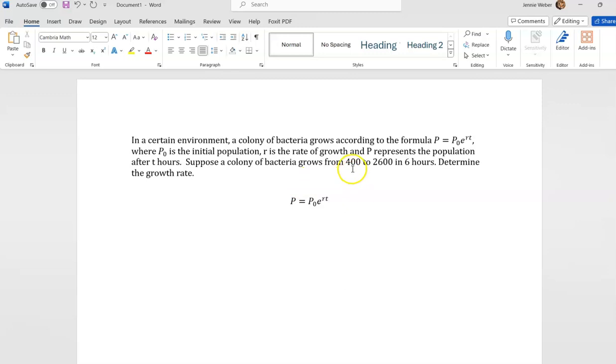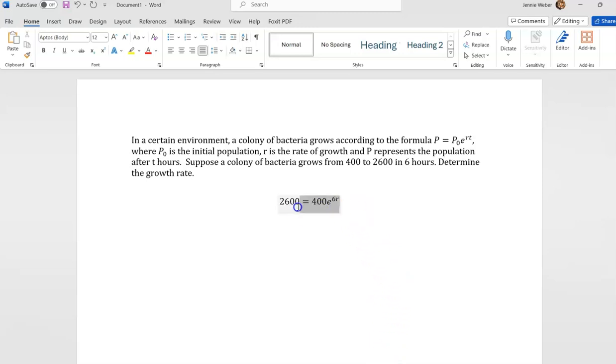Suppose a colony of bacteria grows from 400, so that's our P of 0. I'm just going to fill this in as we do this, to 2,600, so that's our finished population in 6 hours. So T up here is 6, and I'm going to rewrite this just because we're used to seeing it this way as 6R. So now this is our equation that we need to solve.